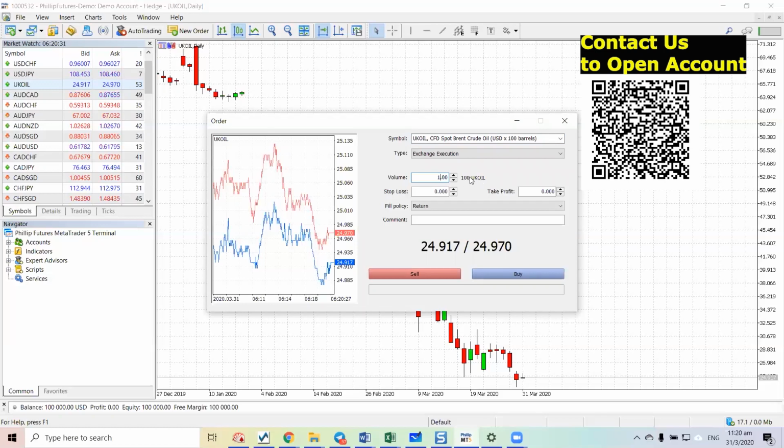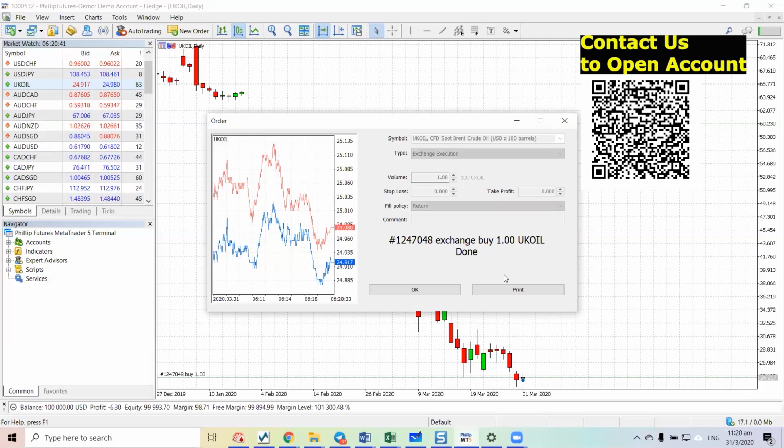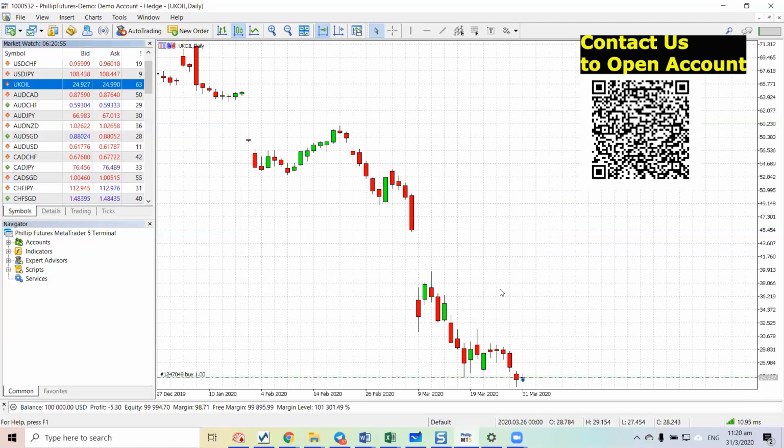So 100 is 100 times the $25. That's right, $24.98. Okay, so let's say I buy. Okay, so I got one lot of this. How do I see my current lot? Where's my position? Click on OK. Then right below you see the balance.